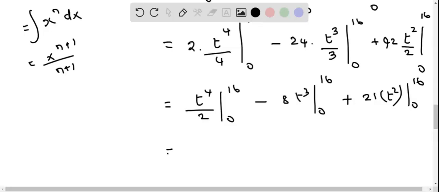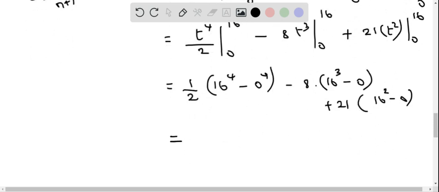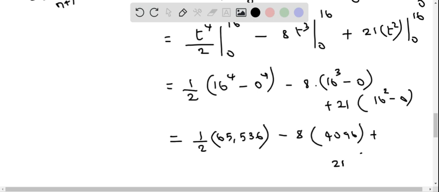So when you apply the limits, you'll be getting something like this. This will be 16 to the power 4 minus 0 to the power 4. Since the lower limit is 0 for all the integrations, it will come as 0, minus 8 times 16 cube minus 0, then plus 21 times 16 squared minus 0. I can calculate it using the calculator. 16 to the power 4 is 65,536, minus 0. Minus 8 times 16 to the power 3, which is 4096, plus 21 times 16 square, which is 256.